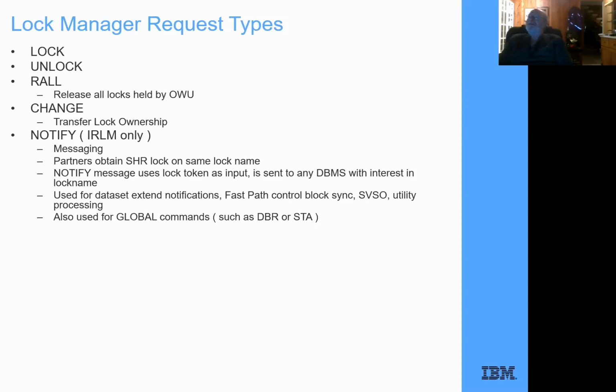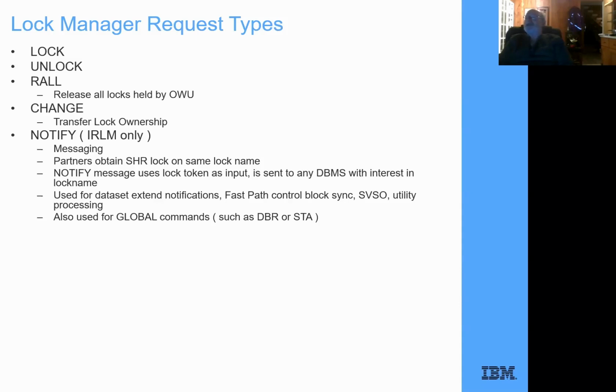So, request types. Obviously there's lock and unlock, which are self-explanatory. There's RALL, or release all, which is made by a work unit. And what it does is release all the locks held by the owning work unit. This is used at commit at the end of processing, where you don't want to go through and, if you have 200 locks held, make 200 calls to the lock manager individually to release each lock. The release all call releases all the locks held by the owning work unit.